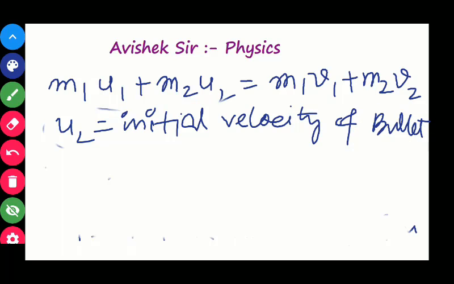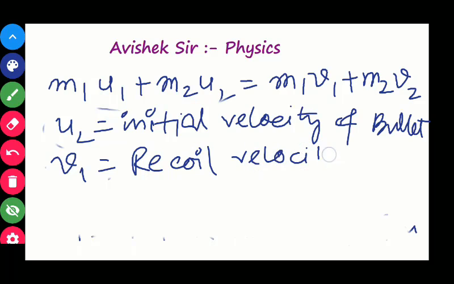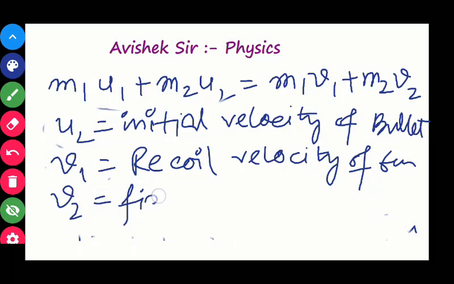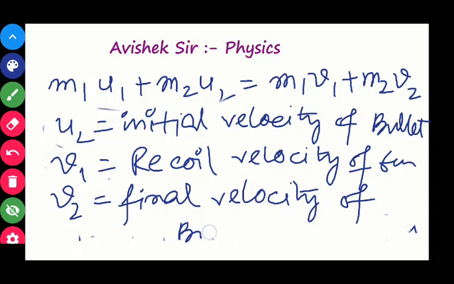Now what is v1 here? Actually v1 is the velocity of the gun, that means the final velocity, but it should not be written as final velocity. It should be the recoil velocity, right? The recoil velocity of the gun. Now what is v2 here? v2 is the final velocity of the bullet, right? v2 is the final velocity of the bullet.